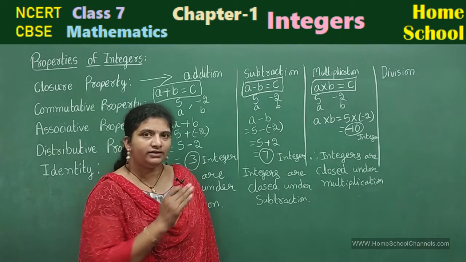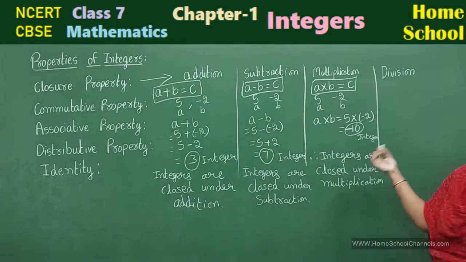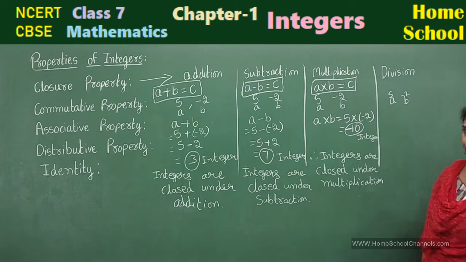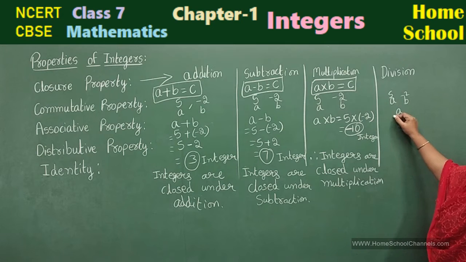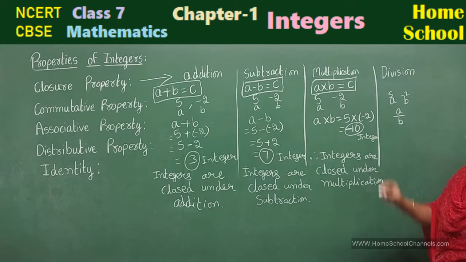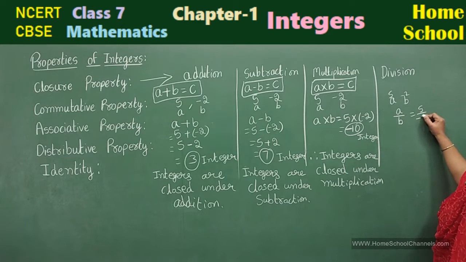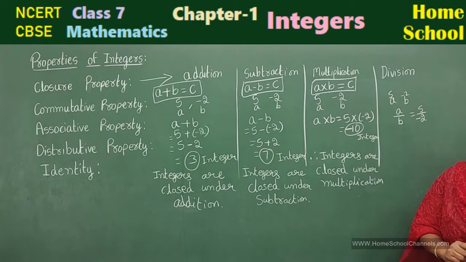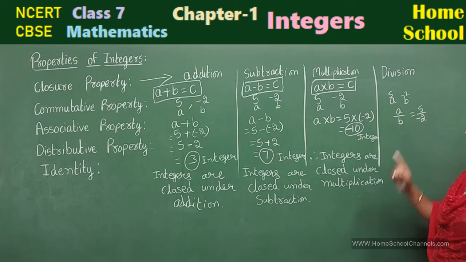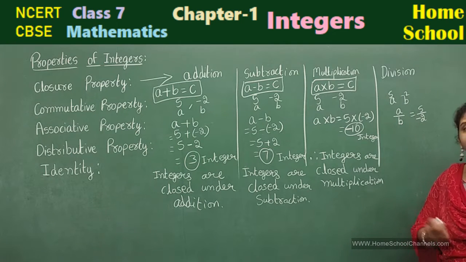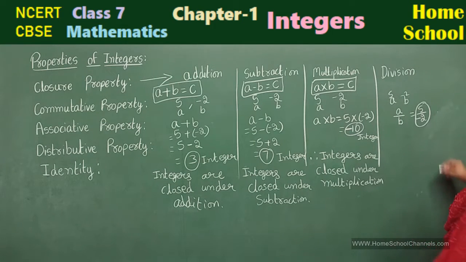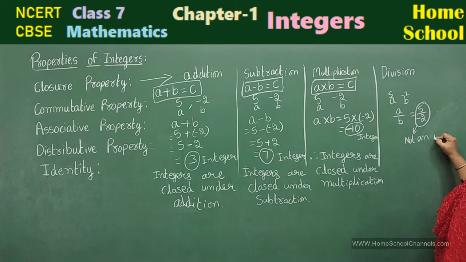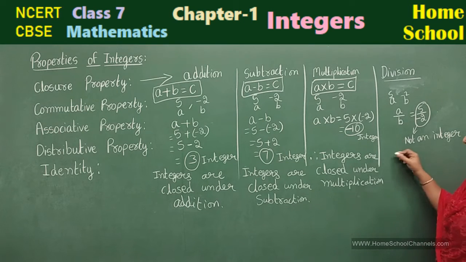Let's move to the next operation. Closure property under division. That is, same two numbers we take. A value is 5 and B value is minus 2. A division A by B I write. A value is 5 by B value is minus 2. Can you divide this? We get a decimal value. Decimal, is it an integer? No. And 5 by minus 2 is also a fraction. Is it an integer? No. Therefore, what we can say? This is not an integer. Therefore, what you can say?